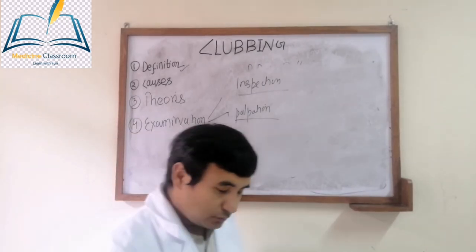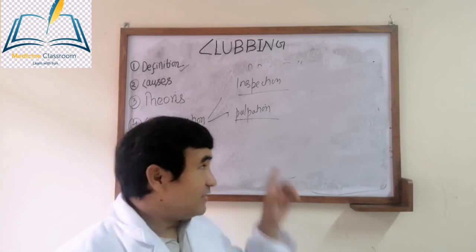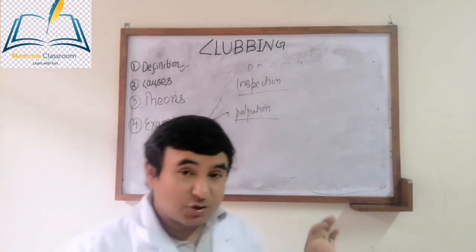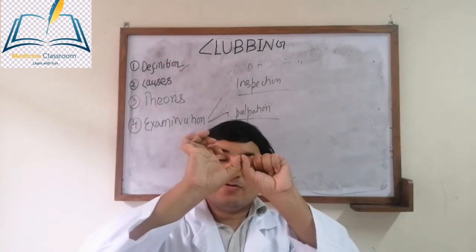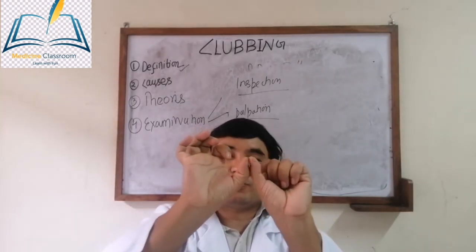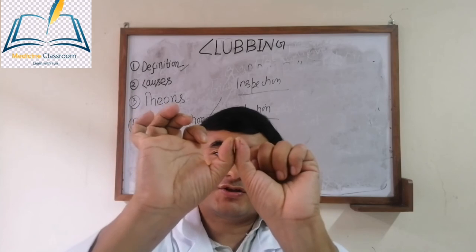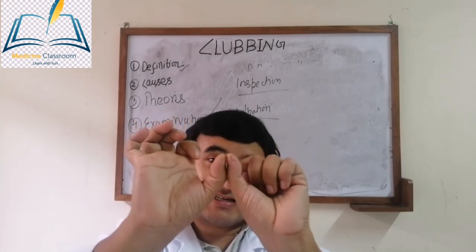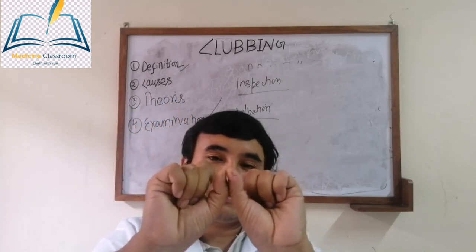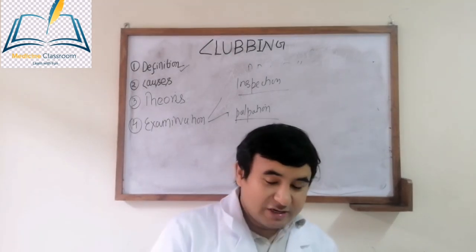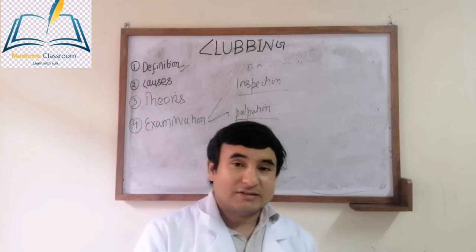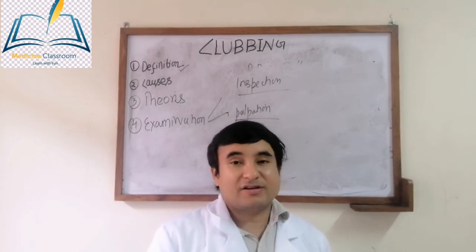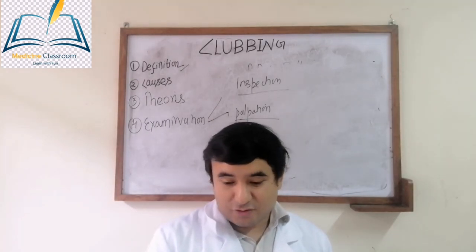And the second thing you can do in the inspection is check for Schamroth's sign. When we do it like this, we can see a diamond-shaped space over here. This space will get obliterated if there is clubbing. Okay, so in inspection we can check the obliteration of the Lovibond angle. Second, we can check Schamroth's sign. That's for the inspection.